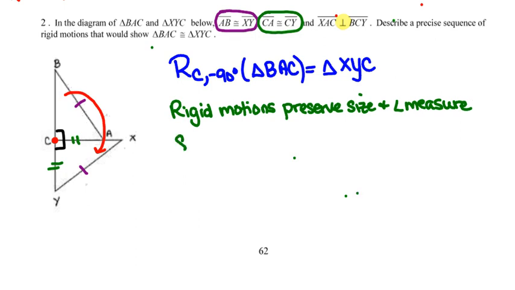Since there exists a sequence of rigid motions, you could say a rigid motion or a sequence, doesn't matter. Remember, a sequence is one or more than one.